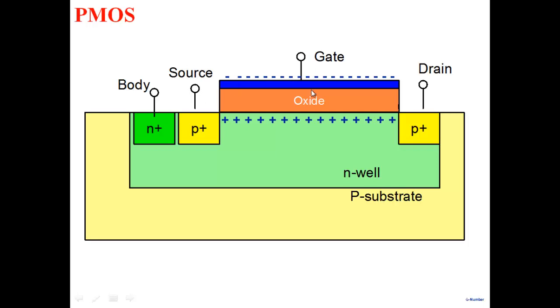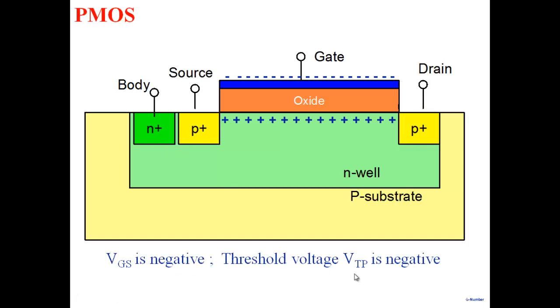Gate to source voltage, again, I will apply negative. And body and source, as I said, you have to keep the body source junction either zero biased, so you short the two together, or you apply a body to source voltage where the body is positive with respect to the source side, so that the junction is reverse biased. So VGS is negative. Threshold voltage VTP: we are talking about enhancement mode devices, so VTP is also negative.